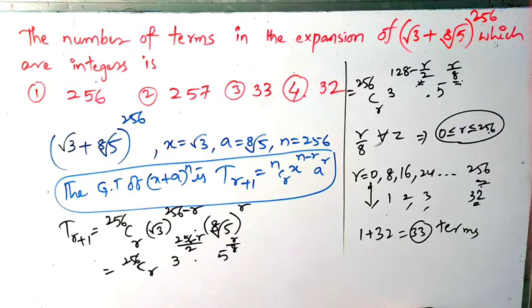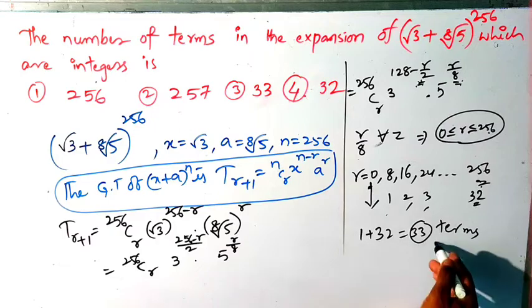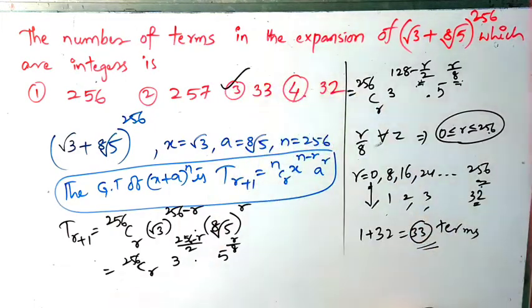These are integers. So in the remaining 257 terms, rational terms may also exist, irrational terms also exist, and integers also exist. How many are integers here? They are nothing but 33 terms. So the third option is the right answer.